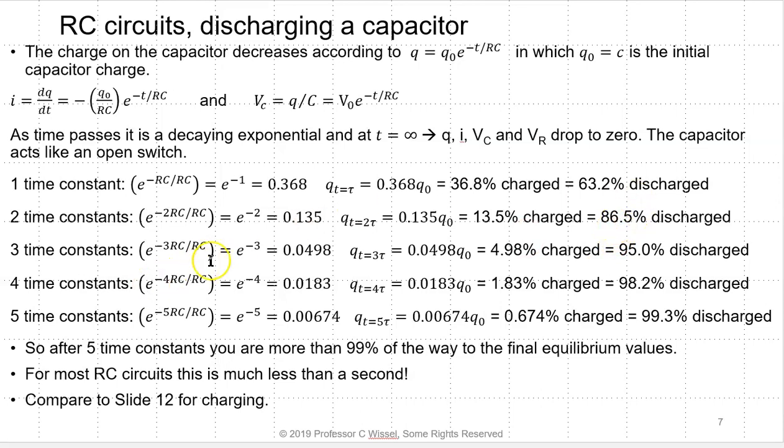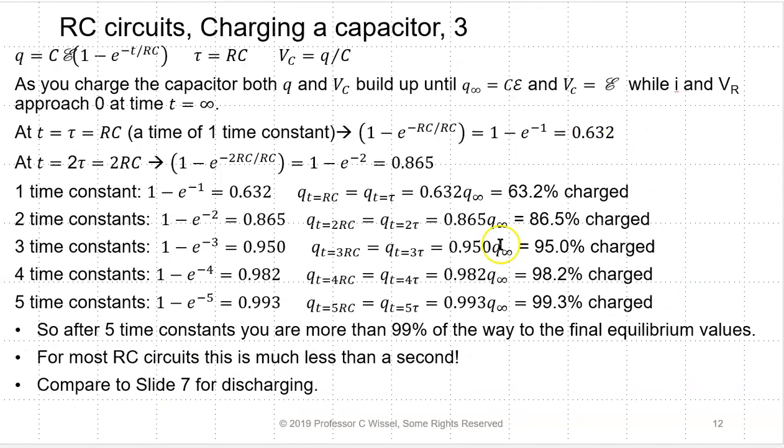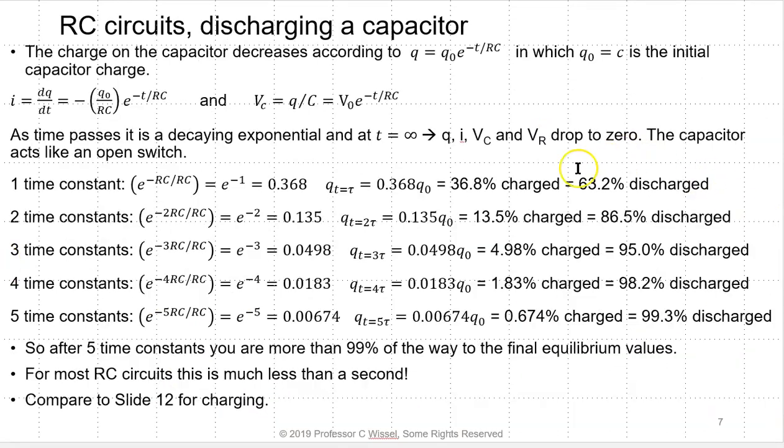At three time constants is the exponent of minus 3, and that is 4.98% charge or 95.0% discharge. At four time constants, it's 1.83% remaining charge or 98.2% discharge. After five time constants, it is 0.674% charge and 99.3% discharge. So after five time constants, you're more than 99% of the way to the final equilibrium values. For most RC circuits, this is much less than a second. Now, later we're going to compare this to slide 12 for charging, and you're going to notice these numbers on slide 12 are the same as those over there.